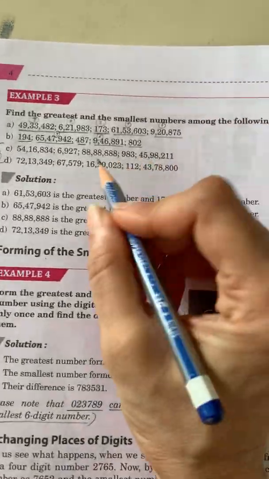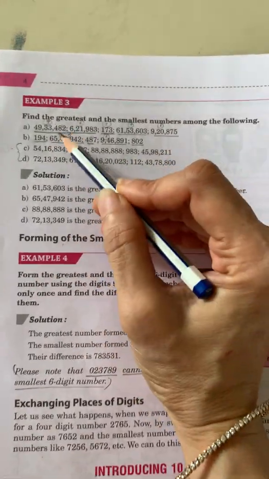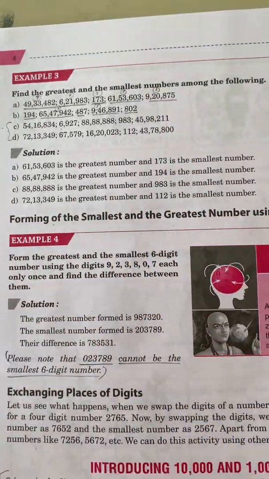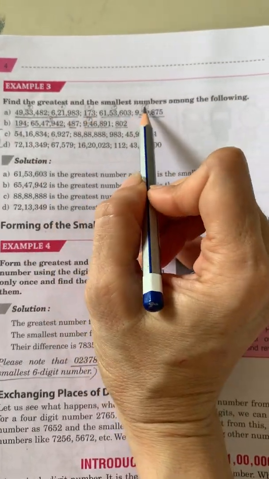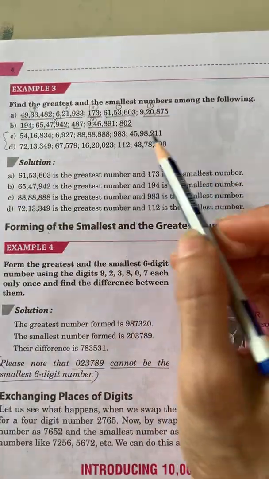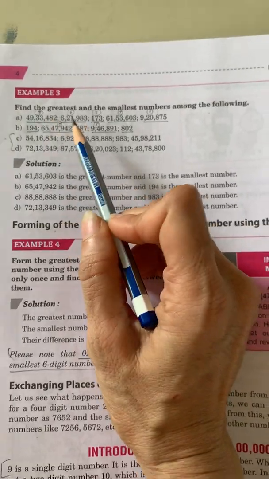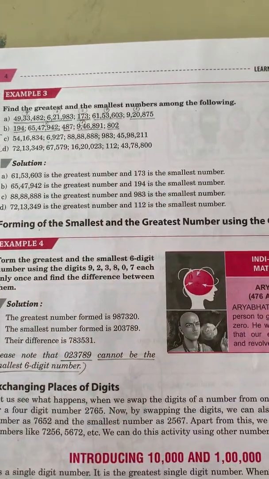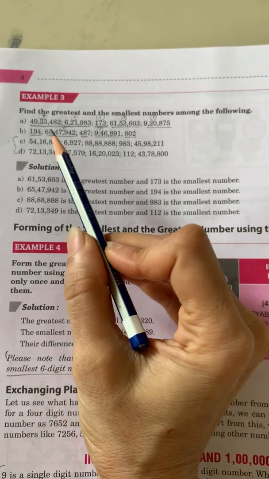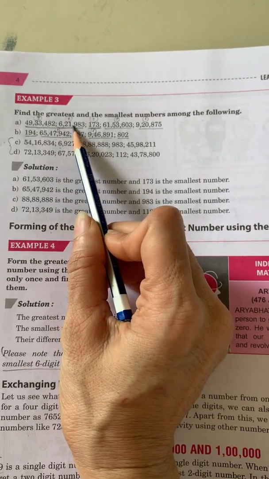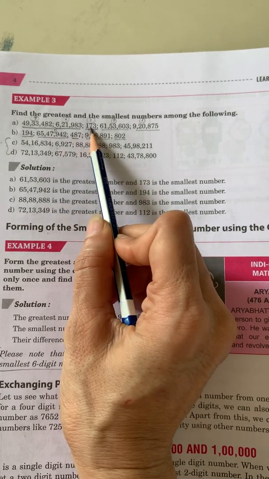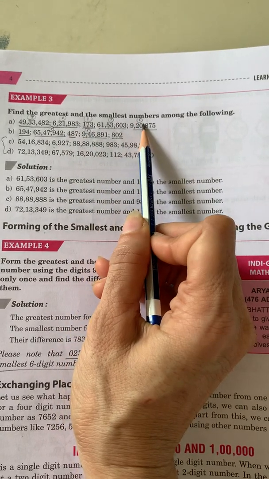Now here we will be solving one example. I'll solve two examples and the remaining two you will solve on your own. Find the greatest and the smallest number among the following. Now students, the first step is you have to count how many digits are there in each number. So in the first number there are 7 digits, in the second there are 6 digits, and here there are 3, 7 and 6.